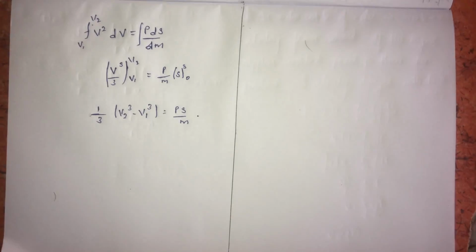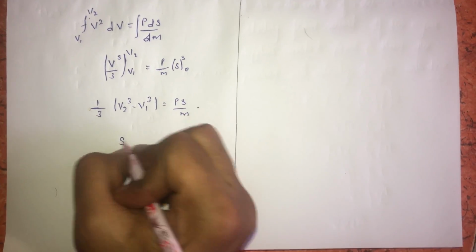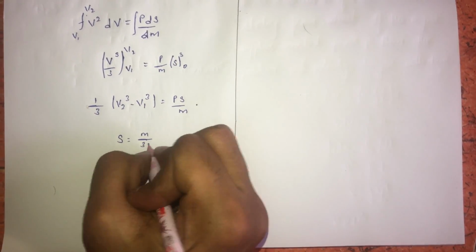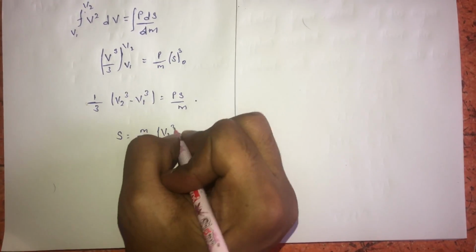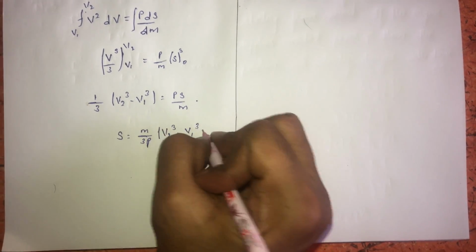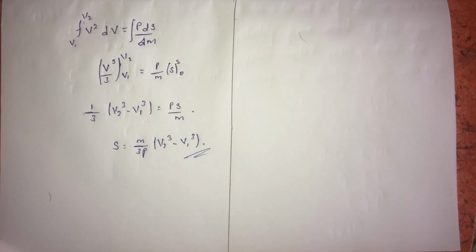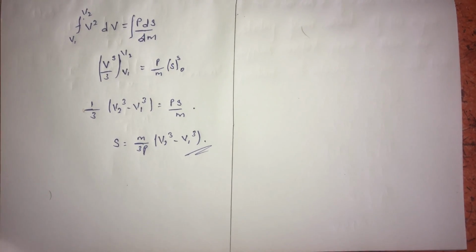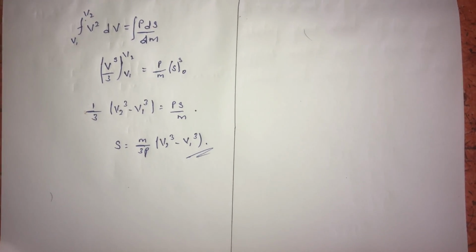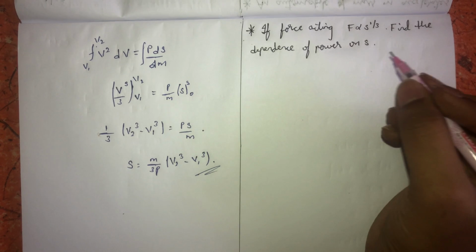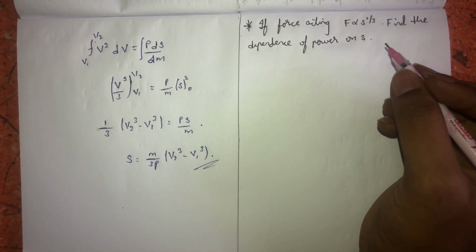So displacement S is equal to m by 3P times (v cubed minus v1 cubed). So the position of the particle is m by 3P (v cubed minus v1 cubed). That's clear. It's easy, no problem.